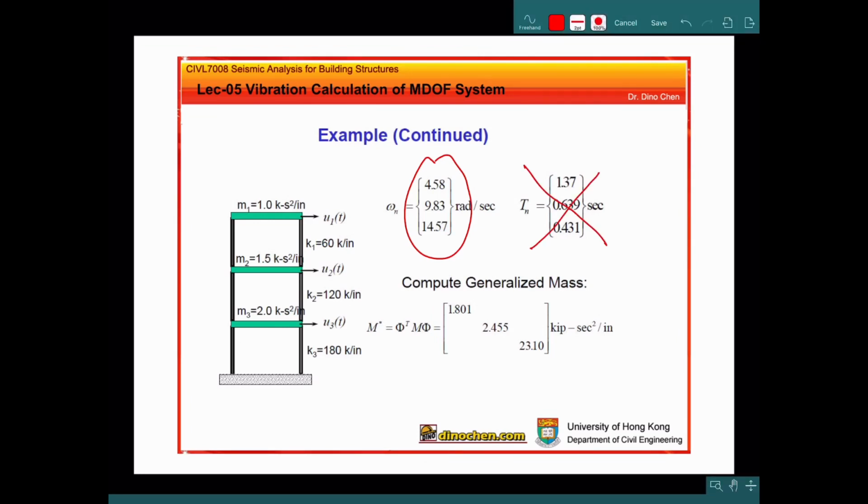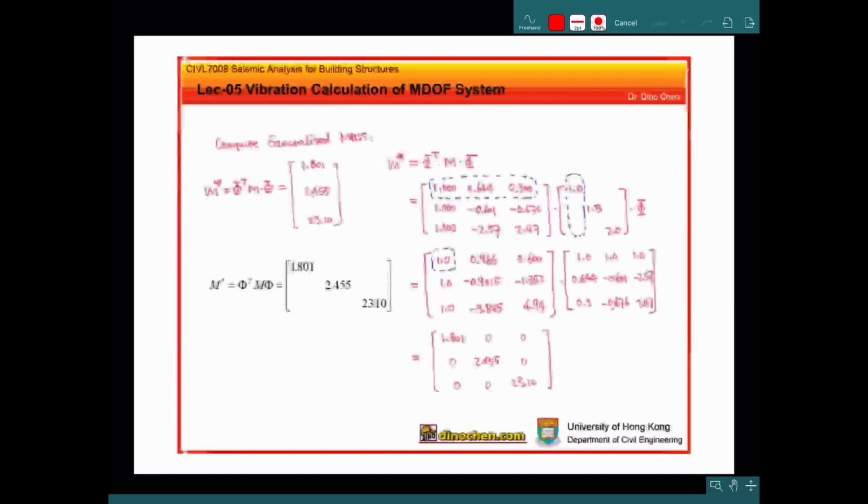So the first step, we compute the generalized mass. This is the equation for the computation of the generalized mass. In this textbook example it is quite simple, direct to get the result. So we can change to the hand calculation. So this is the result.